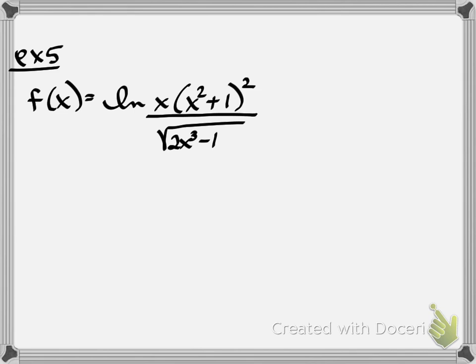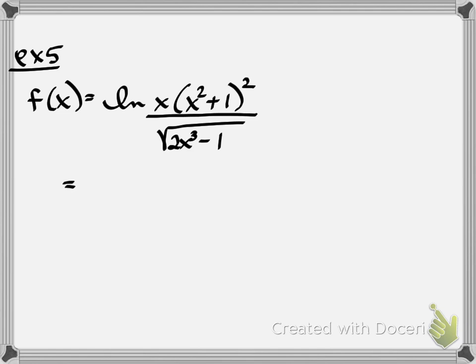Just look at this natural log problem: x times (x squared plus 1) squared, over the square root of 2x cubed minus 1. Ooh, we would not want to jump in and do 1 over u times the derivative of that complicated quotient with a product mixed in. That would be very messy. So what we want to do instead is rewrite using log properties.